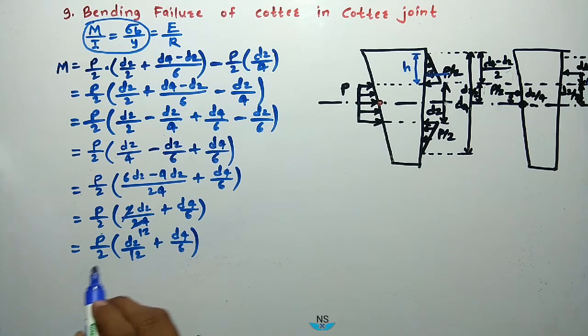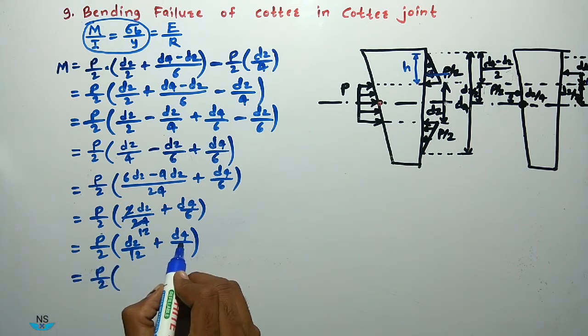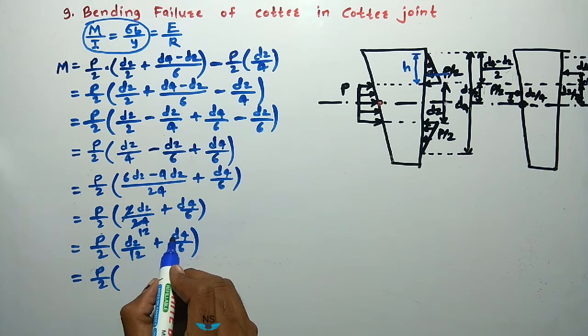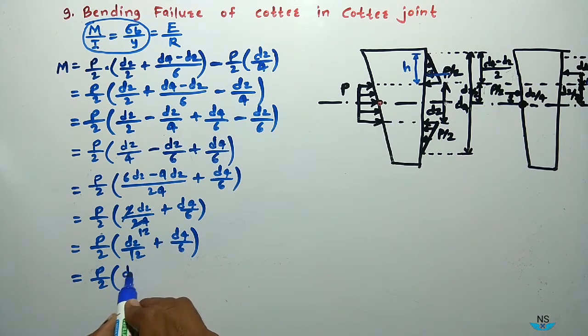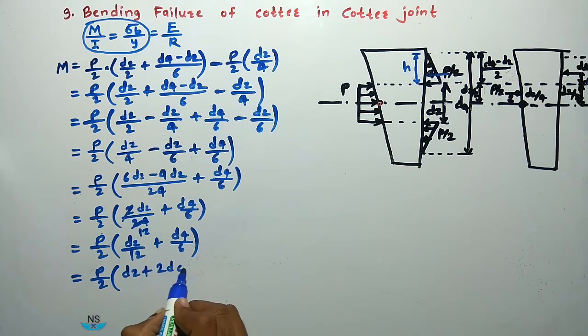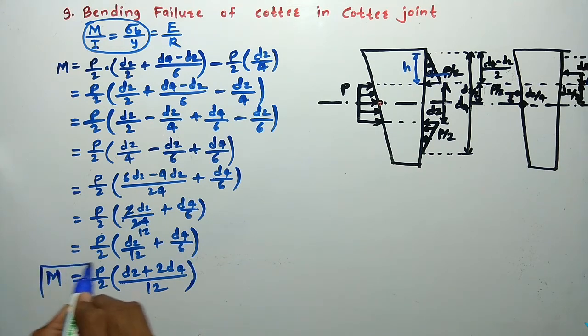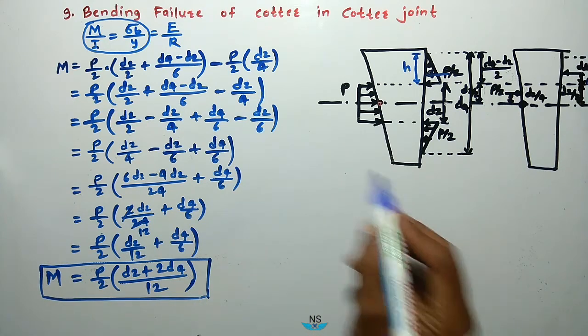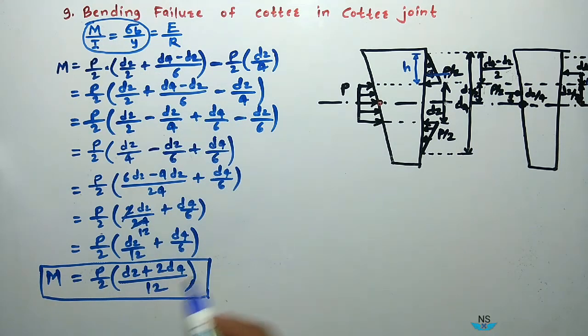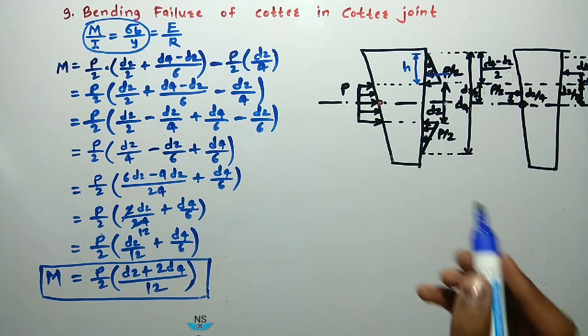Now LCM of this is 12. So P by 2 into, so I require 12 here, so multiply numerator and denominator by 2. So (D2 plus 2 D4) divided by 12. So this is the maximum bending moment. So this M is P by 2 into (D2 plus 2 D4) divided by 12.